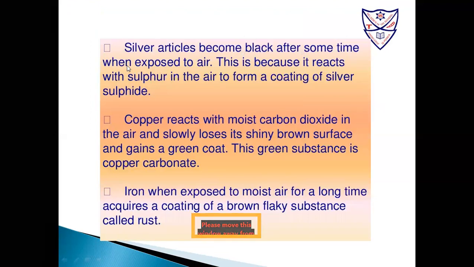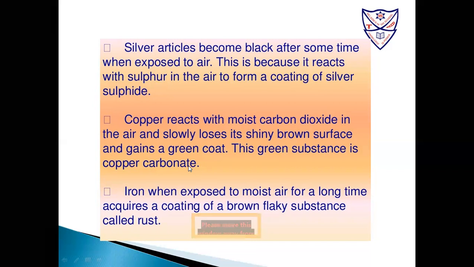Next topic is what? Silver articles become black. When exposed to the air, they become black. You have silver jewelry, right? Like anklets or bracelets, or any glass you have at home. It becomes black when it is exposed to the air. This is because it reacts with sulfur in the air to form a coating of silver sulfide. Copper reacts with moist carbon dioxide in the air and slowly loses its shining brown surface and gains a green coat. This green substance is copper carbonate.